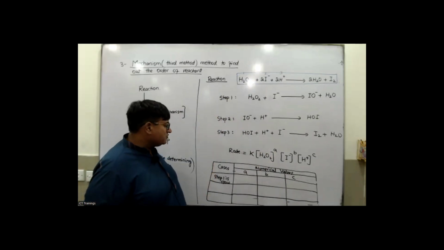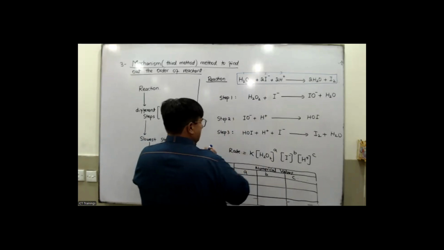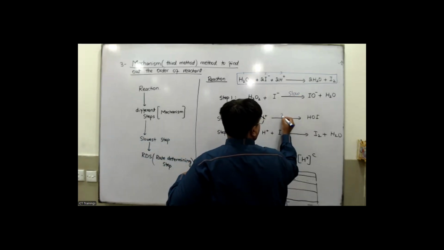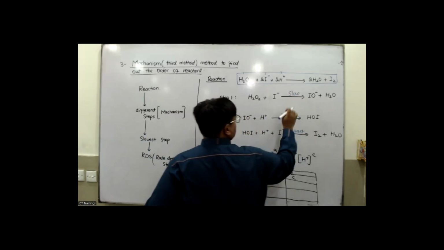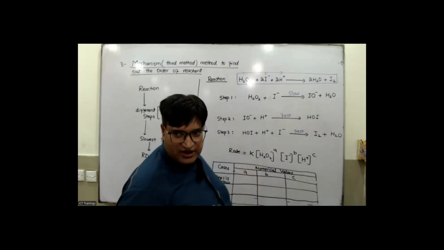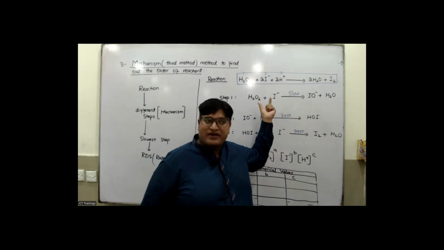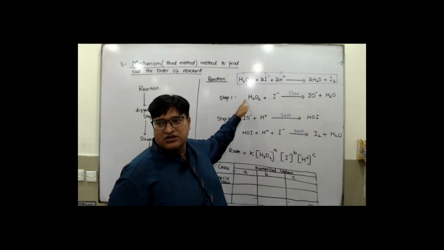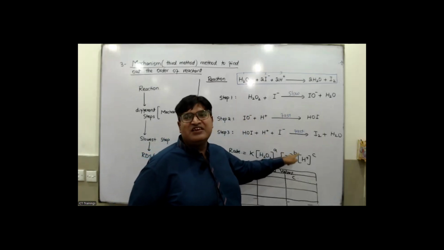So I'm going to suppose these are the cases. I'm going to suppose step one is slow. Let's suppose this is the slow step, and these are the fast steps. Automatically, if this is slow, then these are the fast steps. Now in the slow step, whatever reactants are present and whatever moles they have, these moles become the order of these reactants.